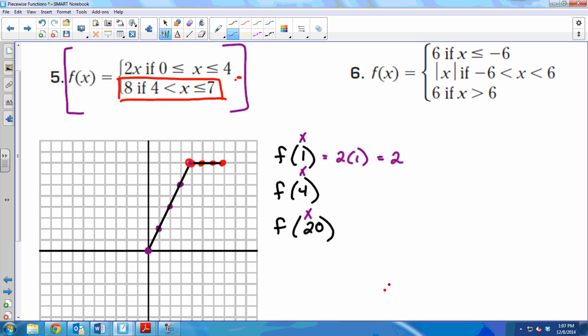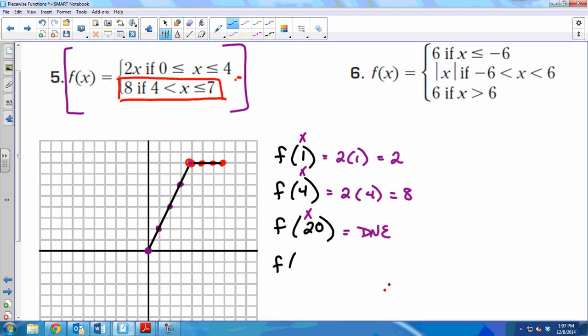Okay? What about 4? Which interval is 4 in? The top one, right? It's not equal to 4 in the second one. So it would be 2 times 4, and that equals 8, right? What about 20? Is 20 in the interval? It's not in any interval, so this actually does not exist. There is no graph at x equals 20. There's nothing there. It stops. Right, there's 2 line segments, and they just stop, right? There's nothing going on to infinity.